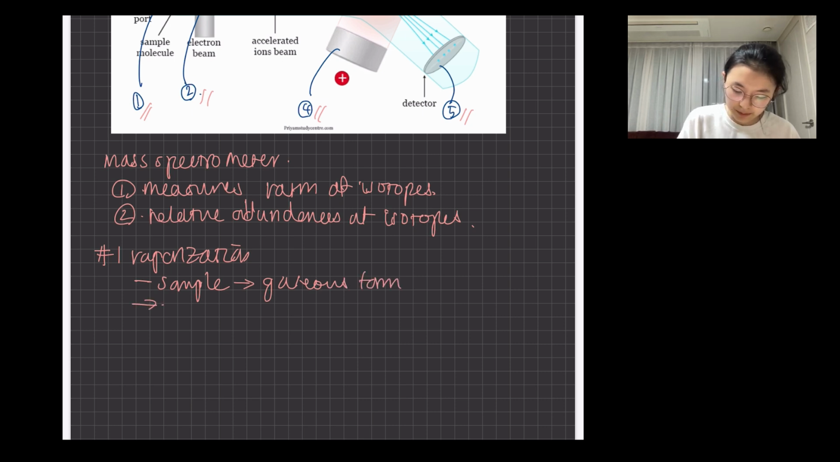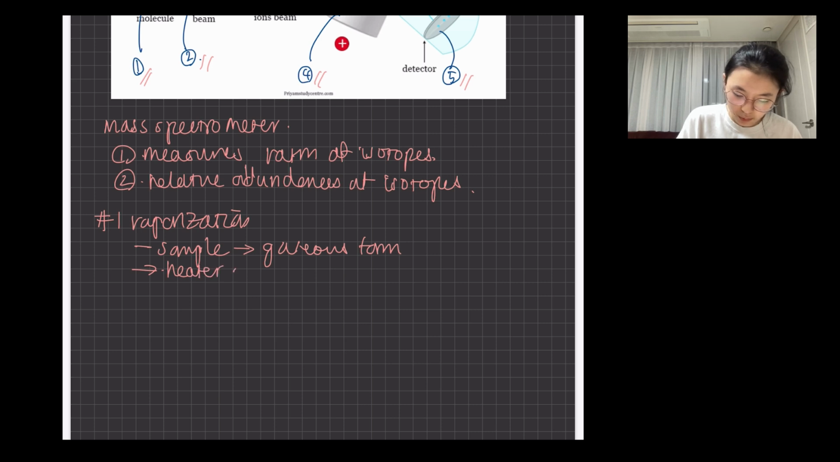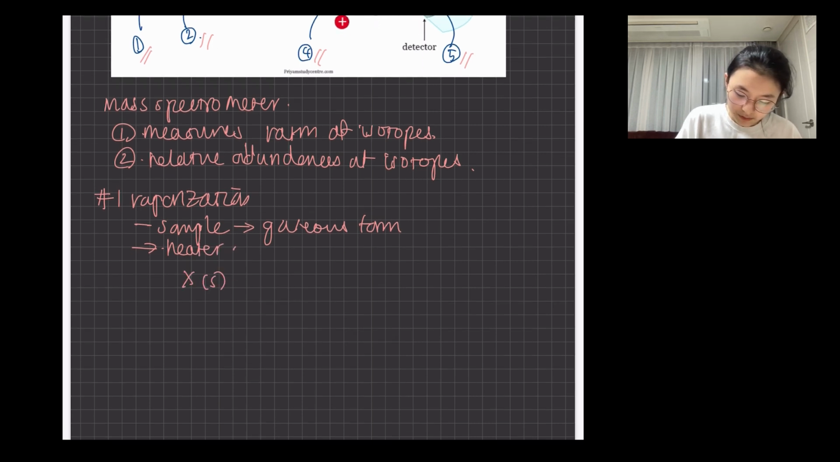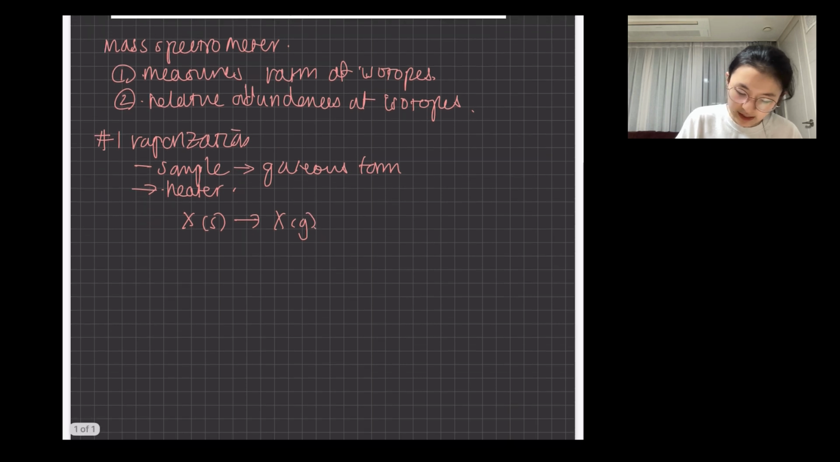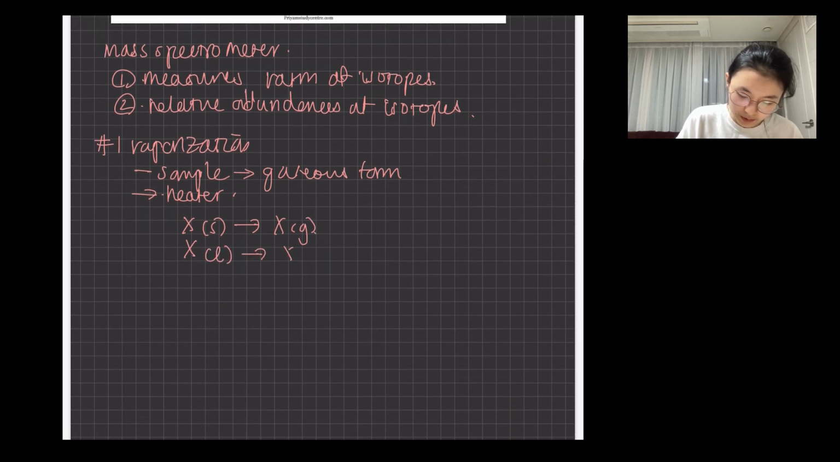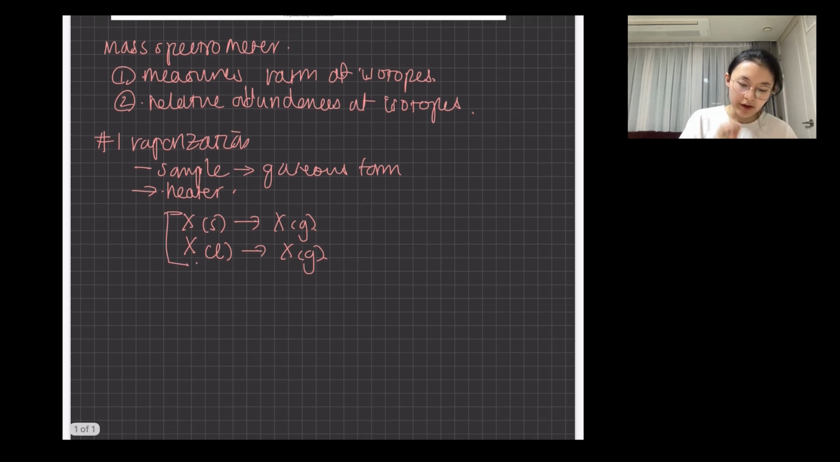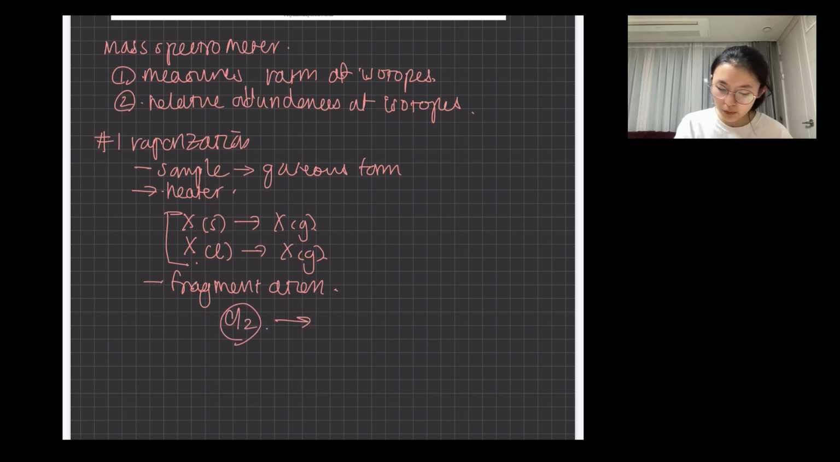And in order to get the sample in the gaseous form, we will be using a heater in order to vaporize. And so it would look like us creating gaseous atoms from whatever state the substance was in. So it would pretty much look like this. And because we're breaking the covalent bonds in the molecules to produce gaseous atoms, we're going to require relatively greater amounts of heat than anything. So we will call this process fragmentation as well, because we're breaking the covalent bonds. For instance, if we are talking about chlorine molecules, we will be breaking the covalent bonds in the chlorine molecules in order to form chlorine atoms.